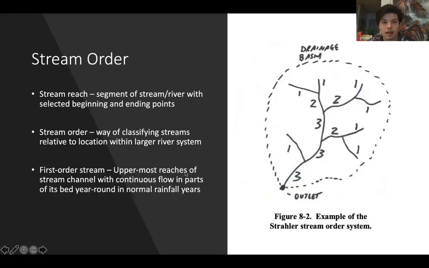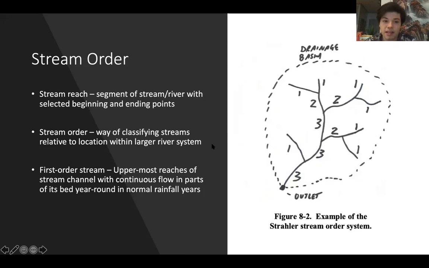So next, let's talk about stream order. So 3 definitions you might need to know. Stream reach is a segment of a stream or river with selected beginning and ending points. So if we're looking over here at this image on the right, this might be the beginning point and this might be the ending point. And so then this number 1 would represent a stream reach.